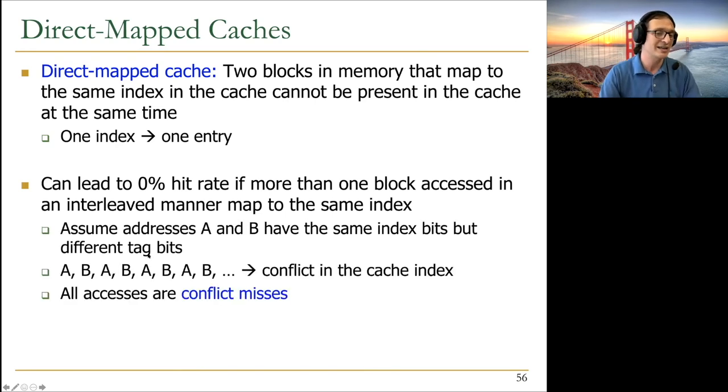So assume that, I've already given you this example. Assume addresses A and B have the same index bits, but different tag bits. This access pattern, A, B, A, B, A, B, conflicts in the cache index. And all accesses are conflict misses, basically, except for the first two, which are things that you bring into the cache, right? Everything else is a conflict because they conflict in the cache.